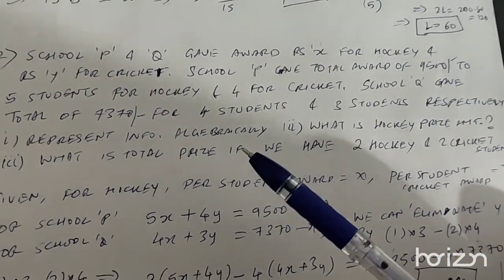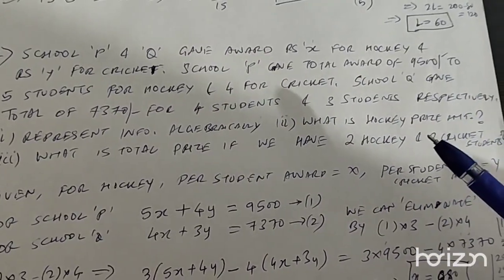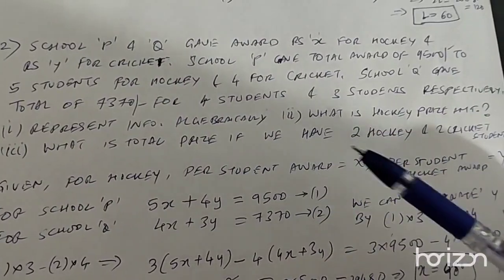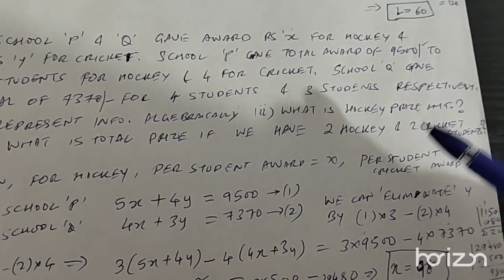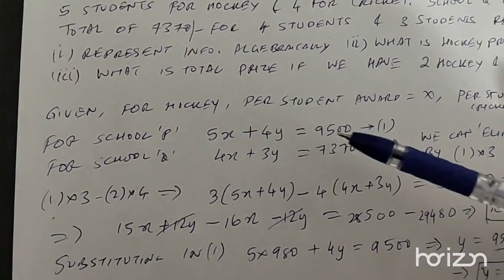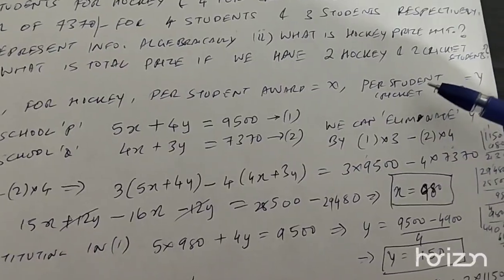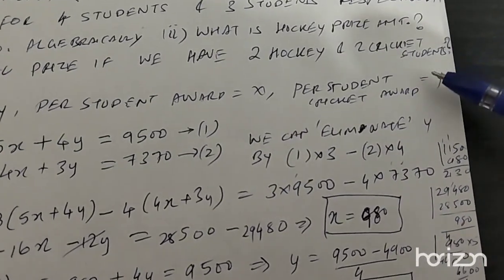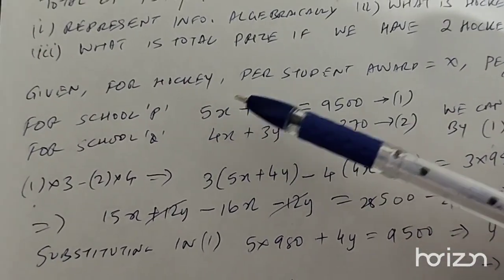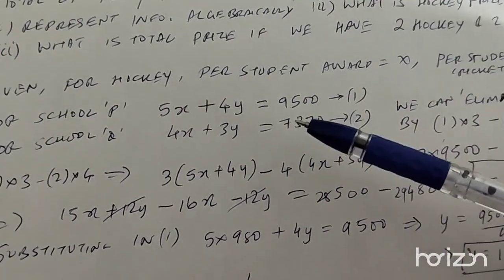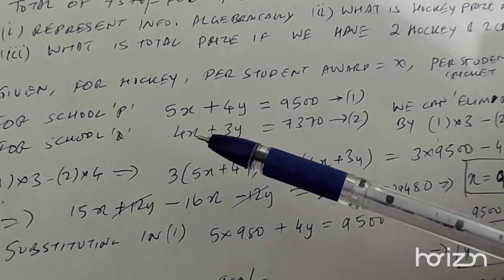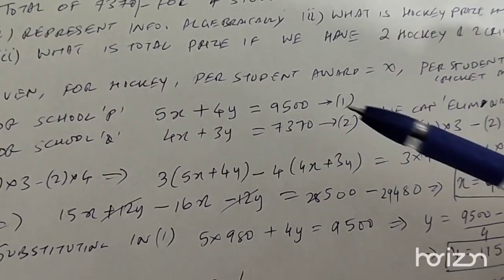Represent the info algebraically. For hockey, per student is X rupees, and per student for cricket is Y rupees, it is given. For school P, they awarded 5 students for hockey and 4 students for cricket. So 5x plus 4y is equal to 9,500. Similarly, for school Q, 4x plus 3y is equal to 7,370.